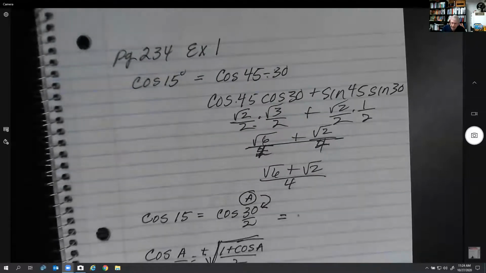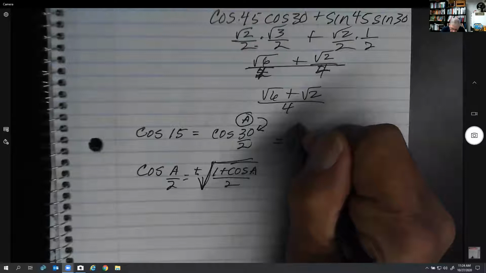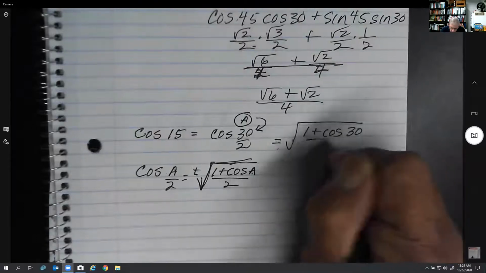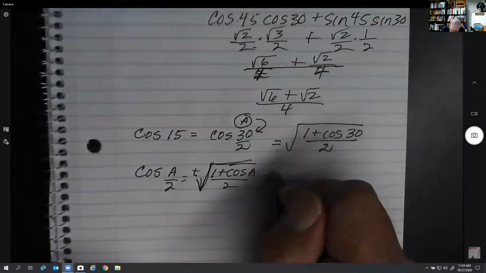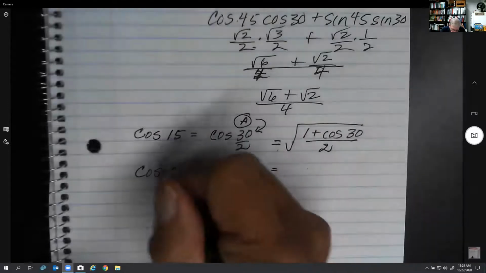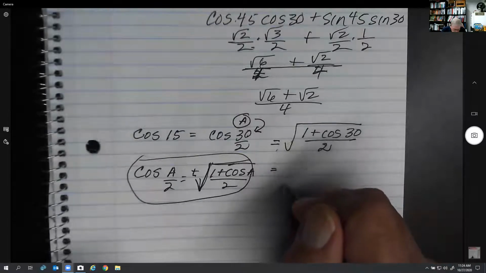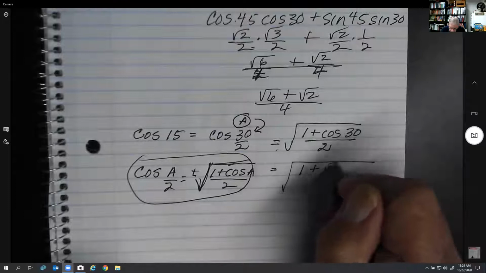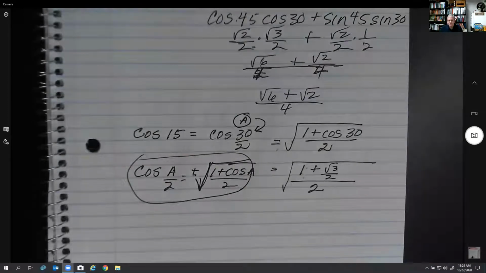So let's plug into that. We're going to put a 30 here. So this is the square root of 1 plus the cosine of 30 over 2, like that. Okay, so what's the cosine of 30? Okay, so this is the square root of, I'm going to write this, 1 plus radical 3 over 2. And that whole thing is over 2, like that. So that's pretty messy, huh?